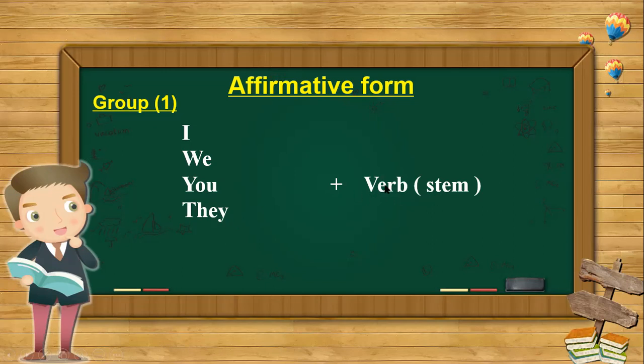They eat fish. Eat is the verb stem without adding any addition. So in group one, I put I, we, you, they. It has these four. And after them, I put the verb stem.